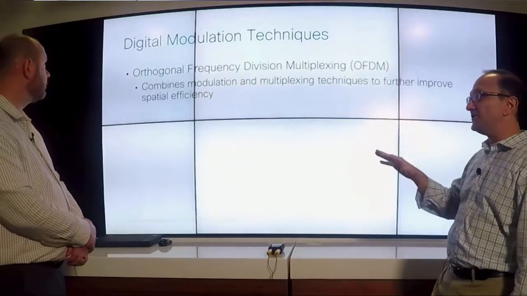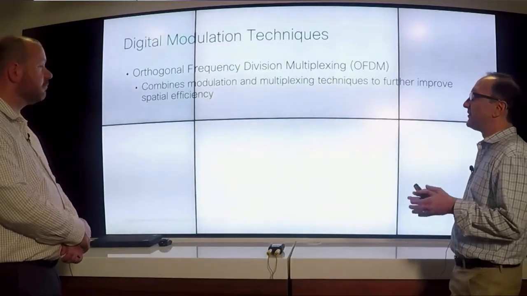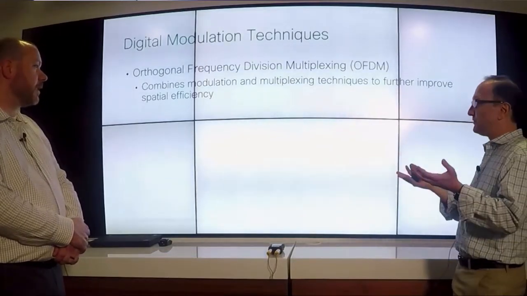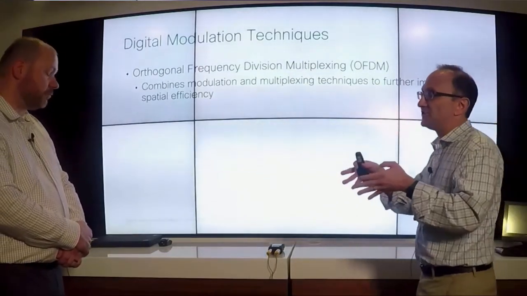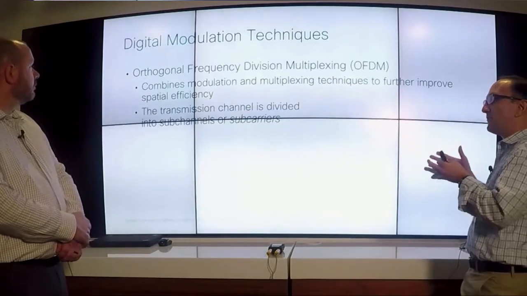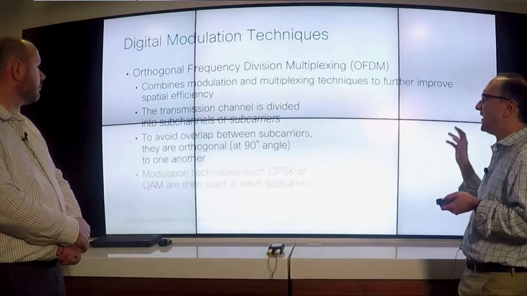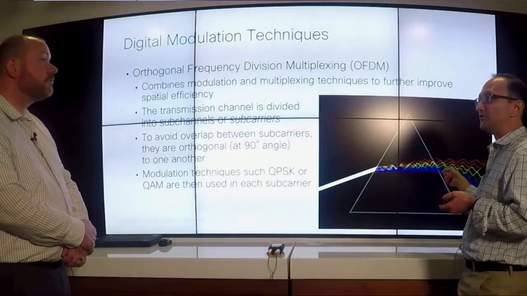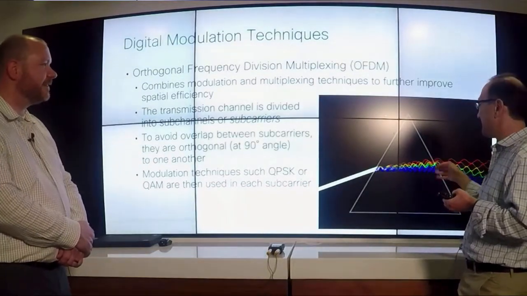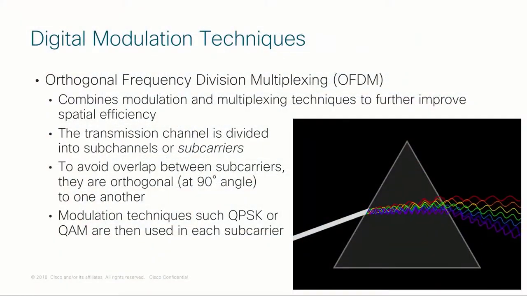Got it. Now, the other piece, this is what we were talking about before, OFDM, orthogonal frequency division multiplexing. The idea here is I'm going to combine modulation and multiplexing as a way, again, to cram more bits into the signal. My transmission channel, I'm going to divide into sub-channels or sub-carriers, okay? And it kind of looks like the cover for Dark Side of the Moon, strangely enough. I think that prism effect kind of helps visualize it. That white light is made up of all the different colors. Remember at the beginning, those colors have individual frequencies. So that's the idea. I'm kind of splitting this out.